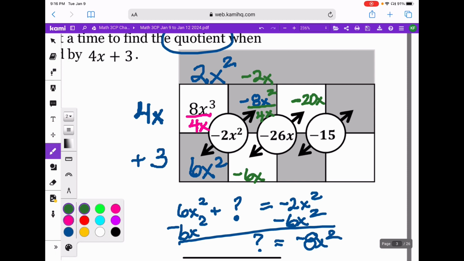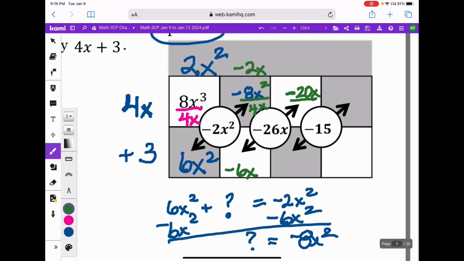Okay, now we're going back to the third column. So I'm going to divide by 4x again.